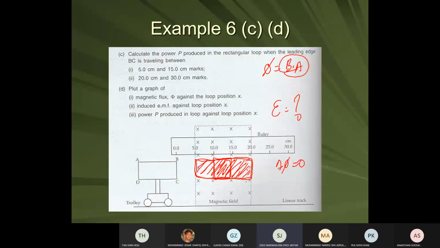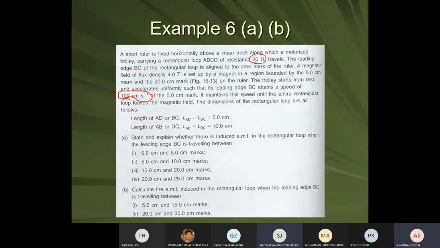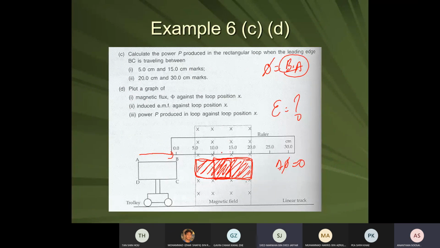So that means the coil is only 10 cm. The coil horizontally is 10 cm. Oh, but the region of the magnetic field is... No, hold on. Coil is how much? The coil length is how much? Length is 10 cm. Yeah. Oh, okay. DC, yeah, 10 cm.